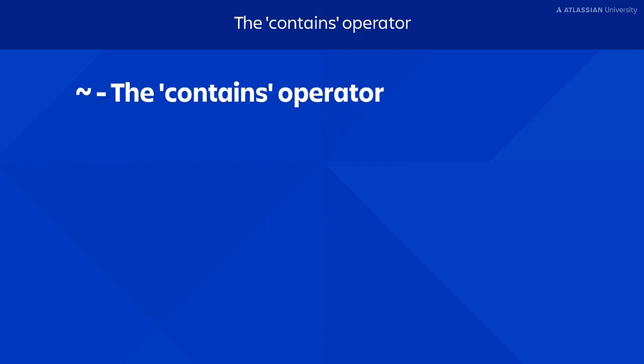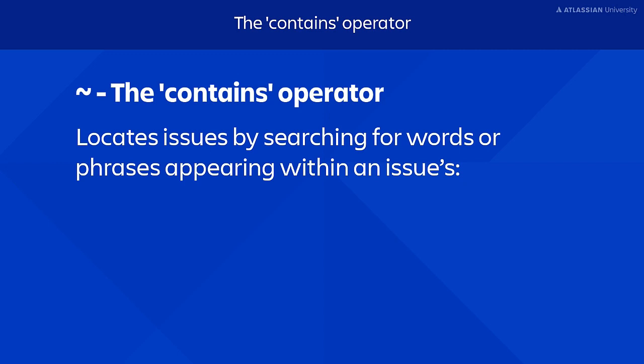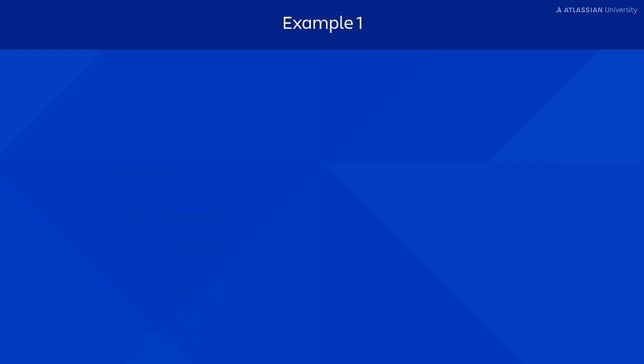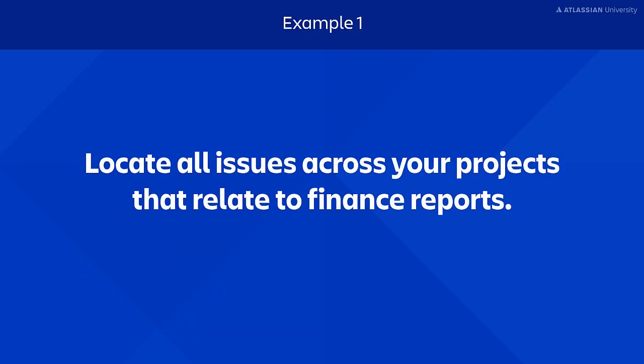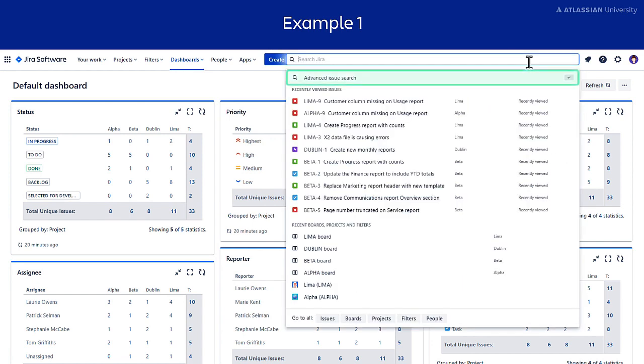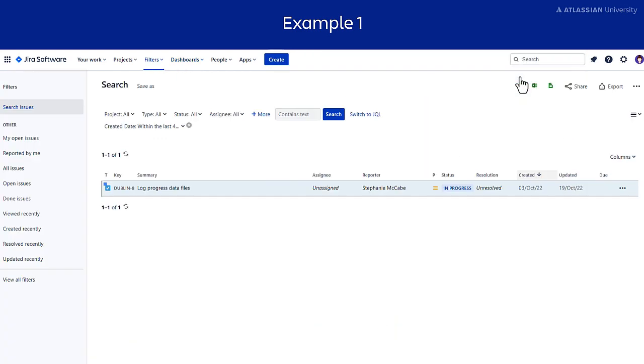You can use the contains operator to locate issues by searching for any word or phrase that appears within an issue summary, description, comments, or custom text fields. Let's try this out. For example, say you wanted to locate all the issues across your projects that relate to finance reports. Select Search from the main navigation bar, then Advanced Issue Search. This takes you to the Issue Search page.